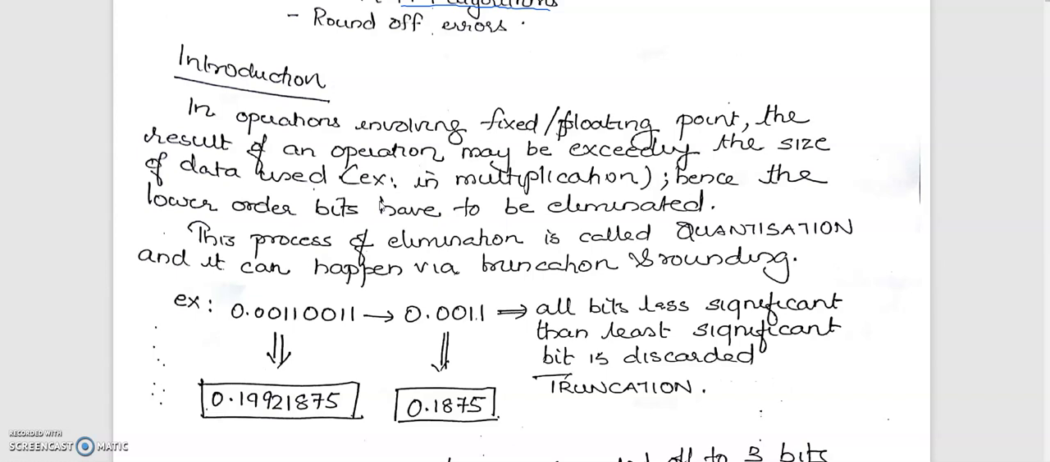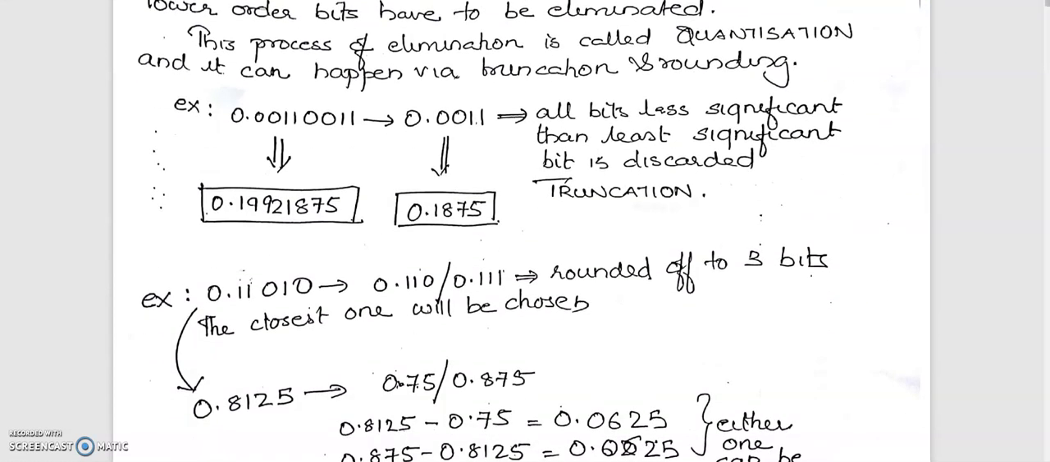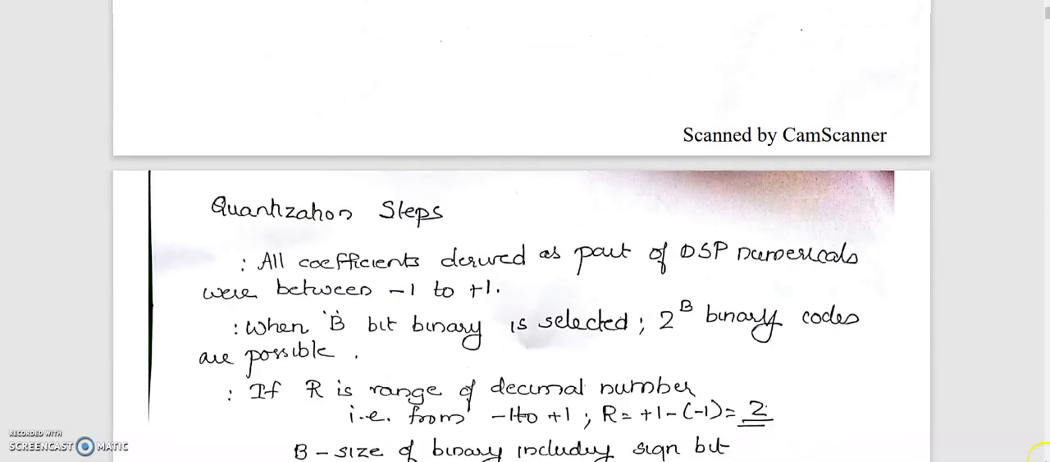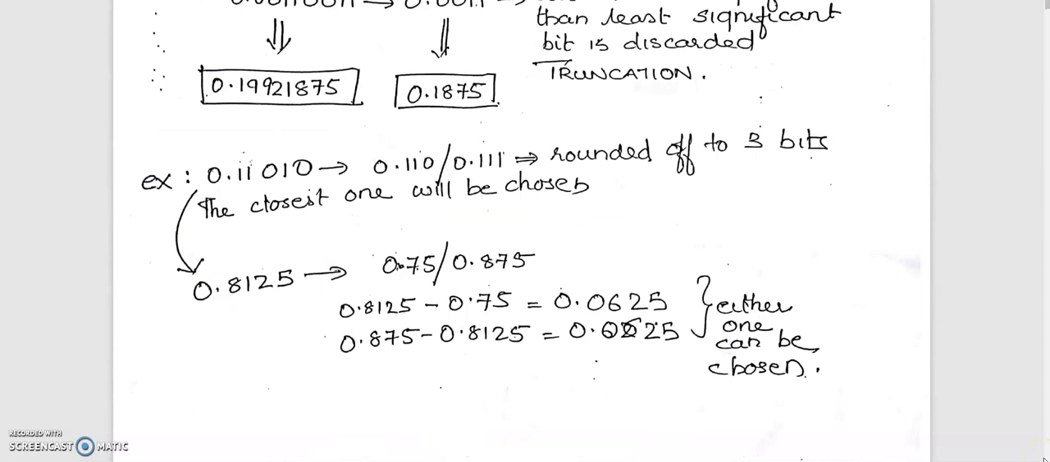So what we looked at here is the matter of truncation, and then we'll look into the matter of rounding off. So what happens in rounding off is that if we have a bit pattern like 11010, it can be either taken as 0.110 or 0.111 if you want to reduce it to 3 bits. So we are rounding it off to 3 bits and the closest one will be chosen.